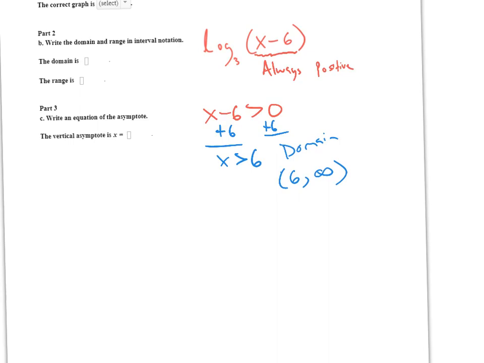And the range is always all real numbers for these logs. Because we don't include this 6 in our domain, that's our vertical asymptote. So for this question, our asymptote is x equals 6. Again, the key when you're looking for the domain of these logs is to take that argument, whatever it is, and make sure that it's strictly greater than 0.